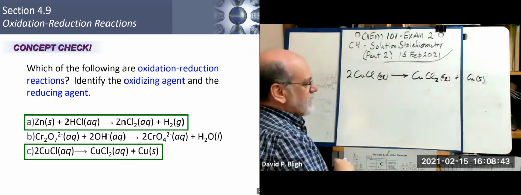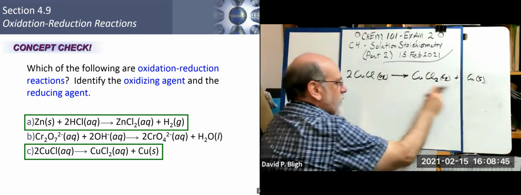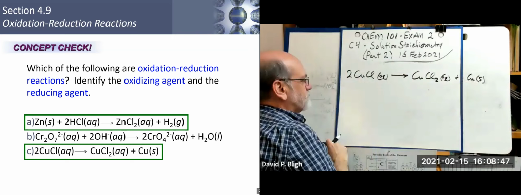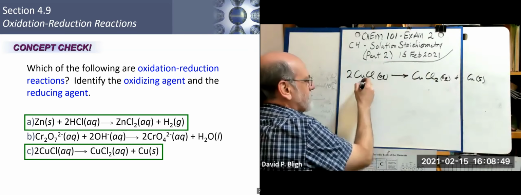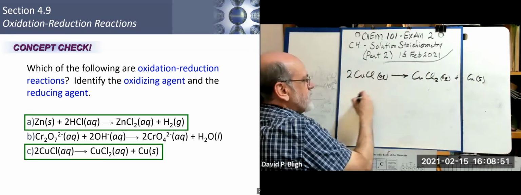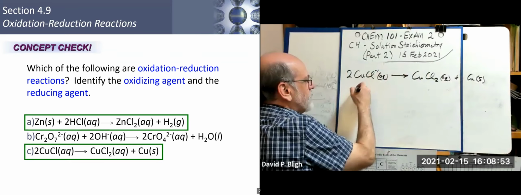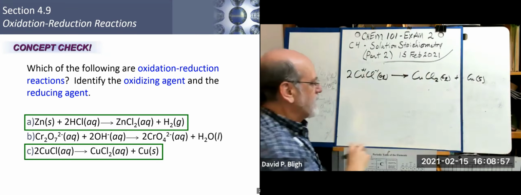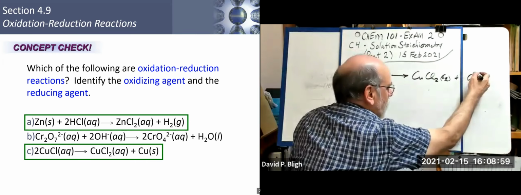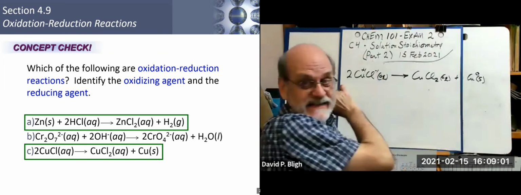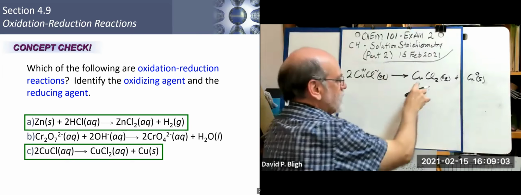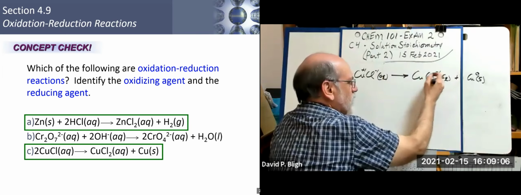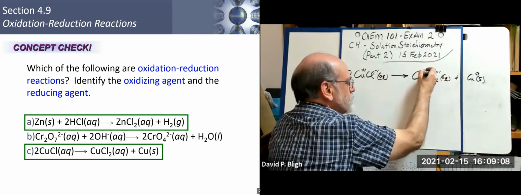Okay, so we've got a copper here and a copper here, and we've got two of them here. So what's happening? Well, what's the oxidation state here? This is a -1, so this must be a +1. Right? What's this one? 0. What's this one? Well, this is a -1, so this one has to be a +2.